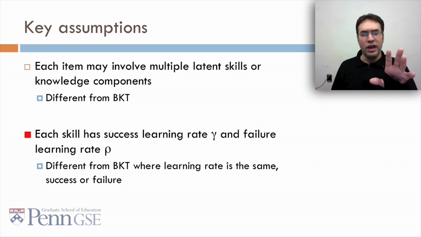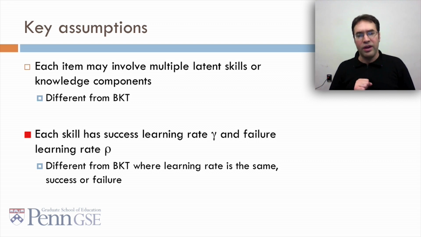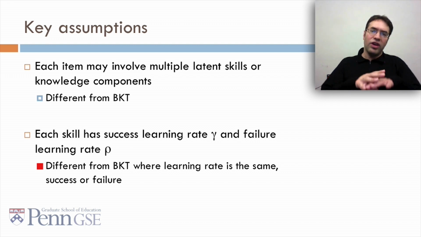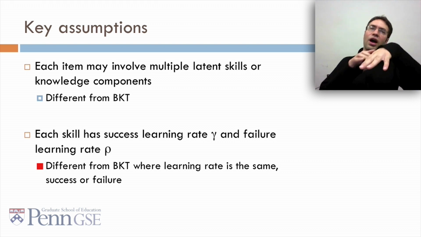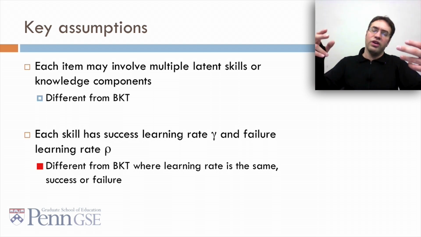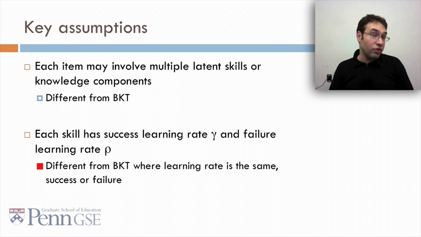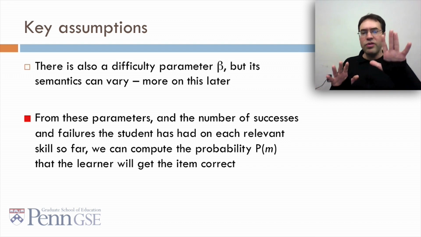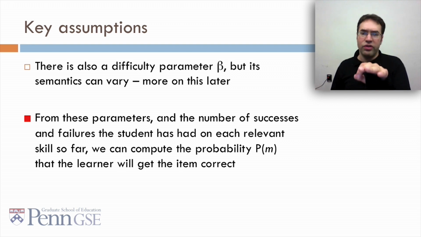Also in PFA, each skill has a success learning rate, gamma, and a failure learning rate, rho. And that's different from BKT, where the learning rate's the same, success or failure. In fact, these success and failure learning rates take into account not just learning, but also what it means that you've failed or succeeded. So they take into account that you failed or succeeded, as well as the learning based on those cases. PFA also has a difficulty parameter beta, but its semantics can vary. More on this later.